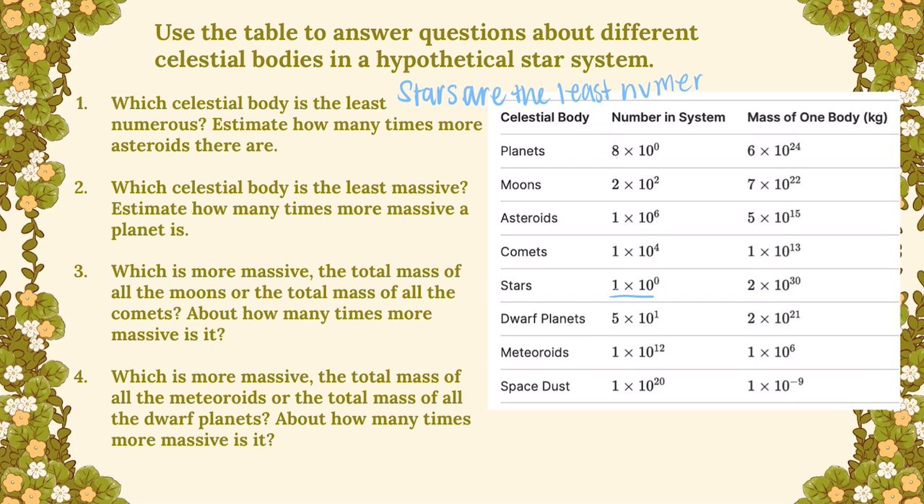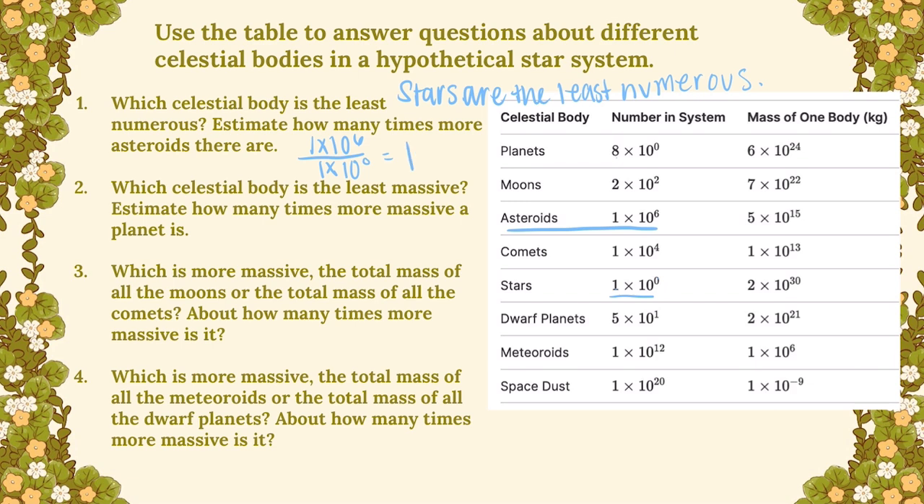And then it says, estimate how many times more asteroids there are. So to find this, we're going to do division. We're going to take the asteroids and divide it by the number of stars. So we'll do 1 times 10 to the 6th, that's how many asteroids there are, divided by 1 times 10 to the 0. And since the ones are the same, it's just going to stay as 1.